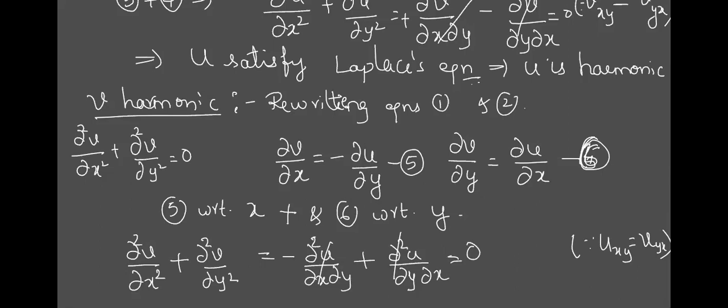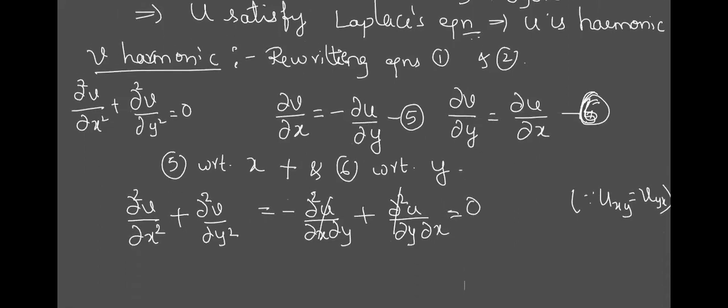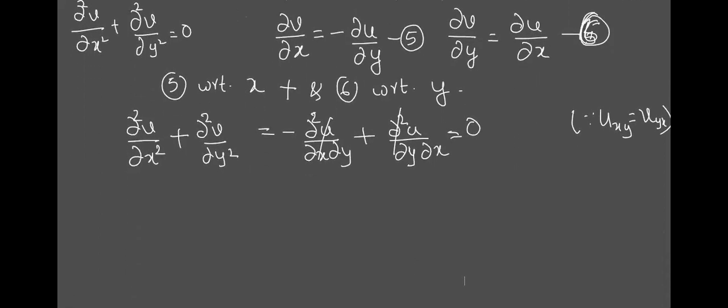So just see, isn't it? This is Laplace equation. So what should be your conclusion then? Harmonic. What is harmonic? V is harmonic. This implies V is harmonic.